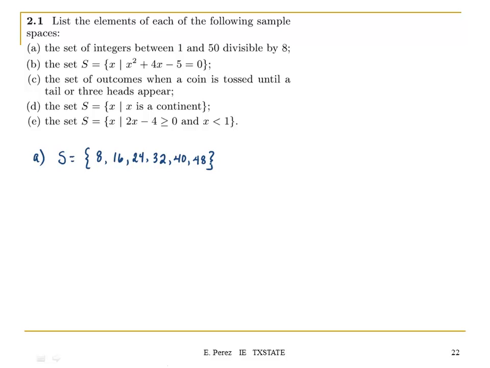Okay, so now let's look at your math skills. The sample space is defined by this expression, which is a quadratic function, x squared plus 4x minus 5 equals 0. So basically you need to find out what are the x's that will make that expression equal to 0. And those are the elements of the sample space. Does anyone know which numbers will make that expression equal to 0?